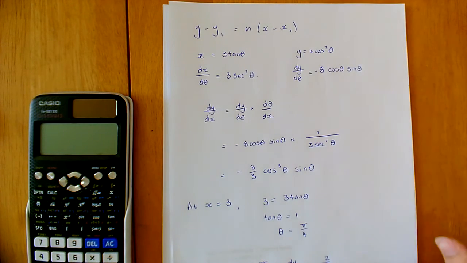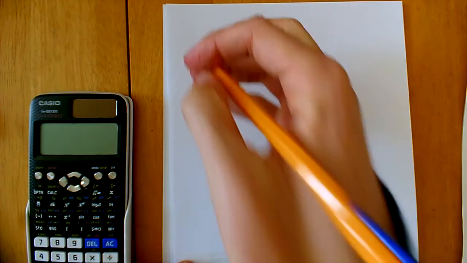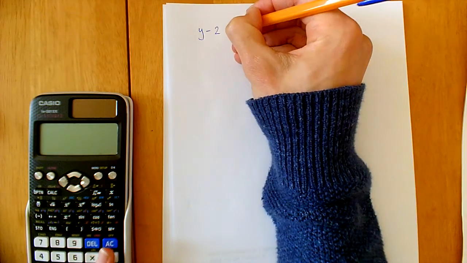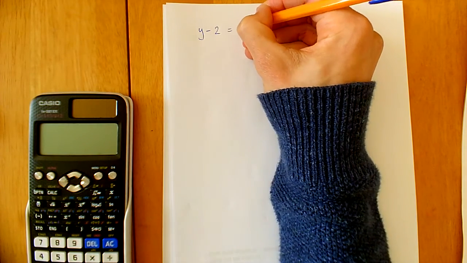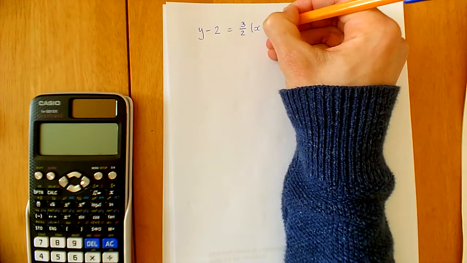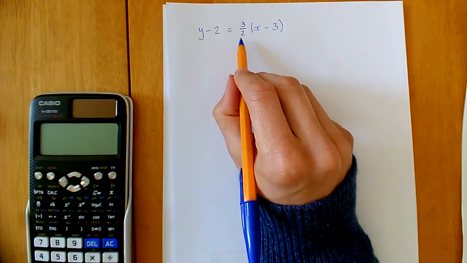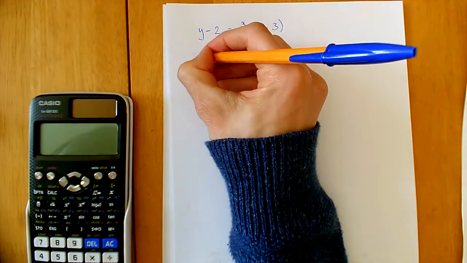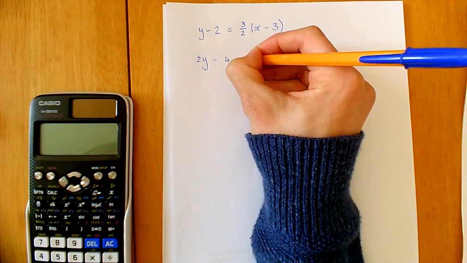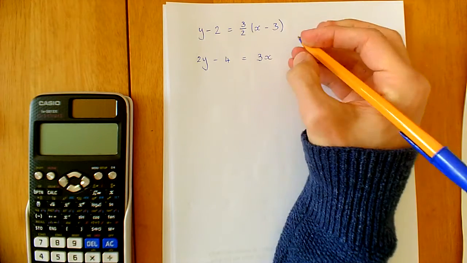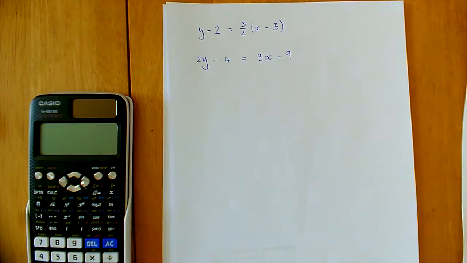We just need to use this equation. So y minus, we've got our coordinate (3, 2). So y minus 2 is equal to 3/2 times (x minus 3). Right, I'm going to multiply everything by 2, just to get rid of this fraction. That'll give me 2y minus 4 is, and I'm going to multiply out this bracket, I'm multiplying it by 3, so 3x minus 9. Okay, that's the equation of my line.